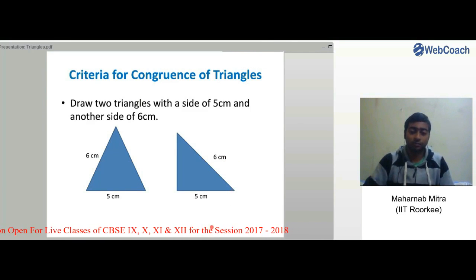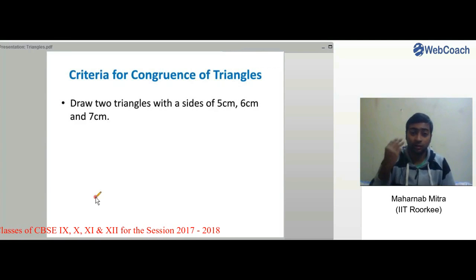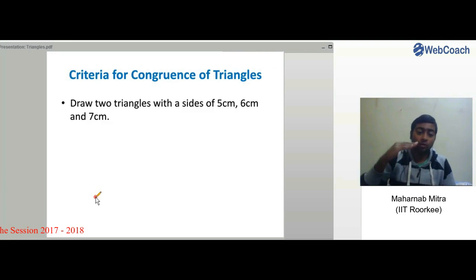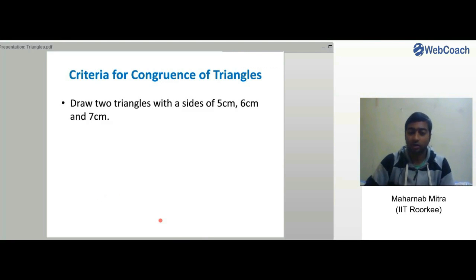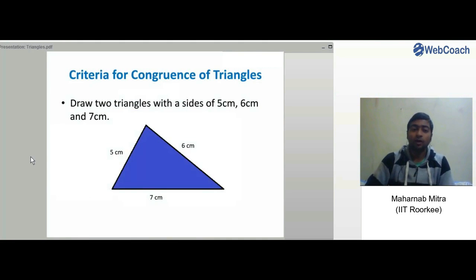So let's try one more criterion. Let's go for three criteria. So let us see what happens when we draw two triangles with sides 5 cm, 6 cm and 7 cm. When we specify three criteria, let us see what happens. How many triangles can we draw? And you will find out that we can draw only one triangle using these values. We can draw only one triangle using the three criteria, right?